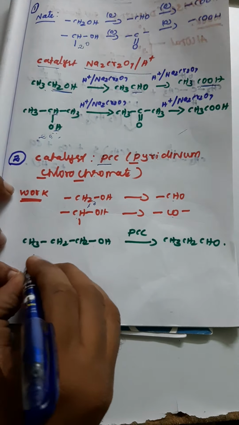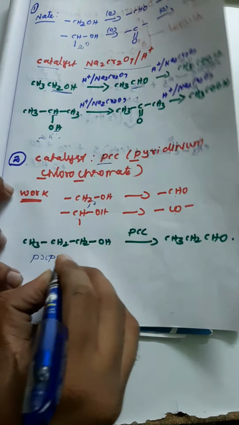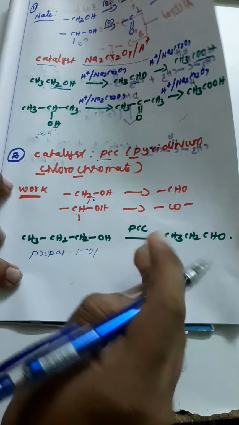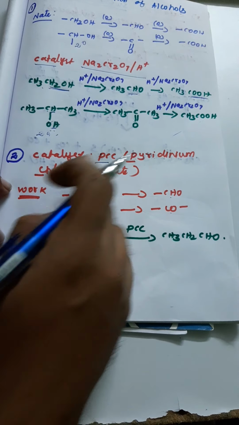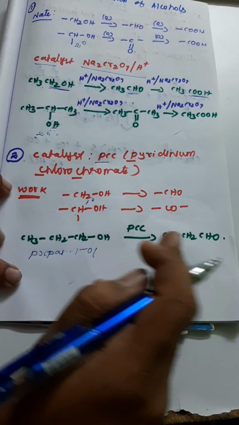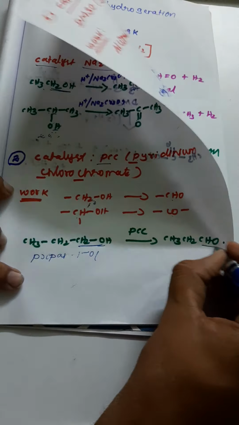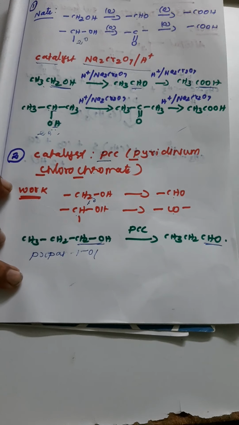For example, propane 1-ol. So if you are using propane 1-ol, and you are using the catalyst pyridinium chlorochromate, it stops the reaction at the stage of aldehyde. It will not proceed further. Okay.